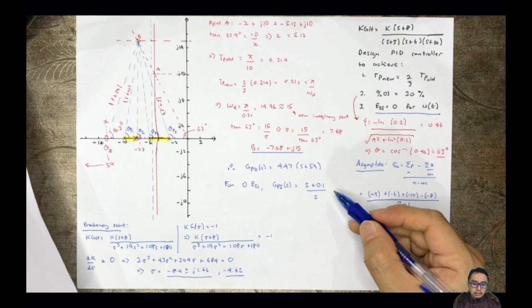Okay, as long as it's close to the origin, we want to ensure that the I component, the integrator, and the zero cancel each other, so that it does not disturb much the transient response as designed by the derivative component of the controller.